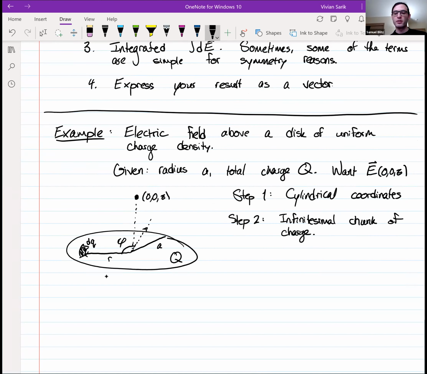How's that different from A? R doesn't go all the way to the boundary. A does. R is a variable here. R is telling us where the small chunk of charge is. A is just the radius of the disk. It's the actual radius.